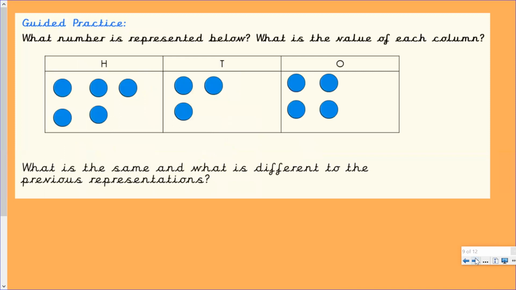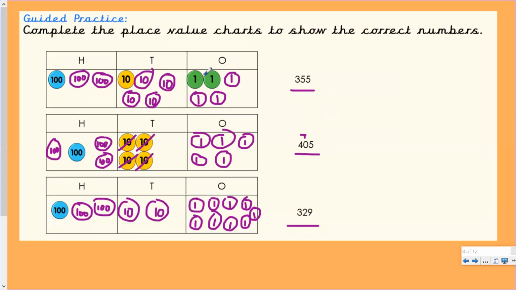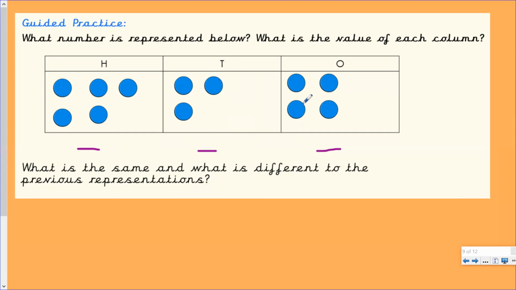Okay. What number is represented below? What is the value of each column? Can you draw this on your piece of paper and write the value of each column underneath the column? And then have a think. What is the same and what is different to the previous representations? Our previous representations, our counters looked like this. So what's the same and what's different about these representations? Pause the video and have a think and play the video when you're ready.